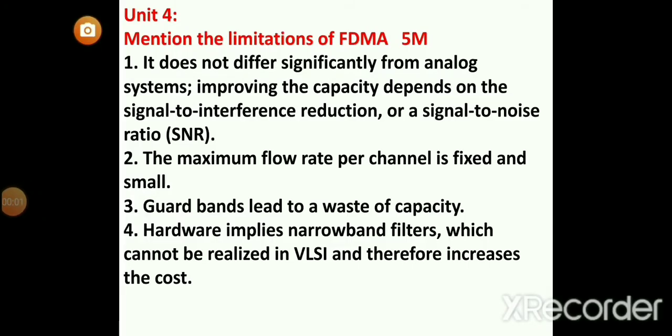Mention the limitations of FDMA system. It is for 5 marks. First one, it does not differ significantly from analog systems. Improving the capacity depends on signal to noise interference reduction or signal to noise ratio SNR. Second one, the maximum flow rate per channel is fixed and small. Third one, guard bands lead to waste of capacity. Fourth one, hardware implies narrowband filters which cannot be realized in VLSI and therefore increase the cost.